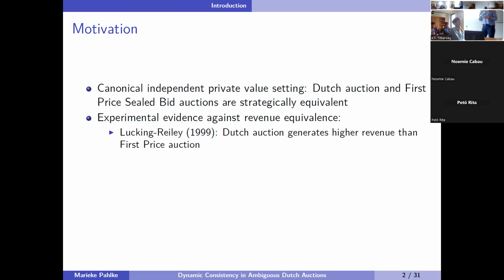However, there's some experimental evidence that this doesn't hold. I'll just give you one example here. They ran an experiment where they sold, I think it was magic cards online, with different auction formats, and they showed that the Dutch auction generates higher revenue than the first price auction. So there's this experimental evidence that revenue equivalence does not hold between the Dutch auction and the first price auction. They also compare second price and English auctions, but I focus only on the Dutch auction here.